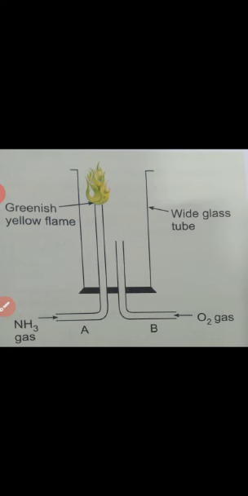Now next is when ammonia is burnt in presence of a catalyst, that is platinum. It forms nitric oxide and water, and a large amount of heat is liberated. It's an exothermic reaction. You can see the reaction there: 4NH3 plus 5O2 in presence of Pt at 800 degrees centigrade give 4NO plus 6H2O, and heat is liberated.